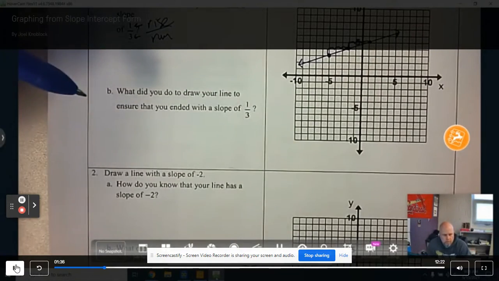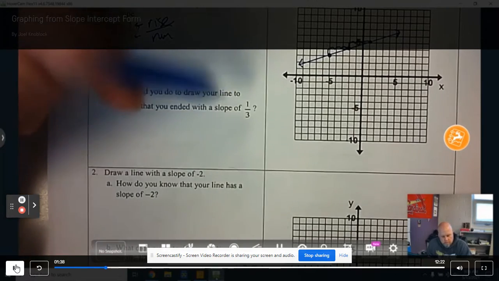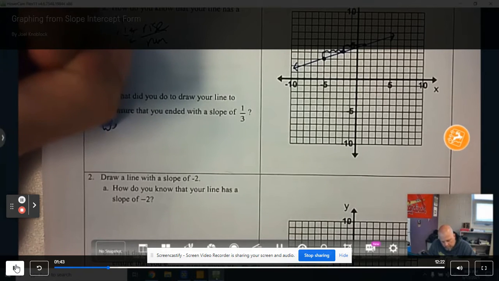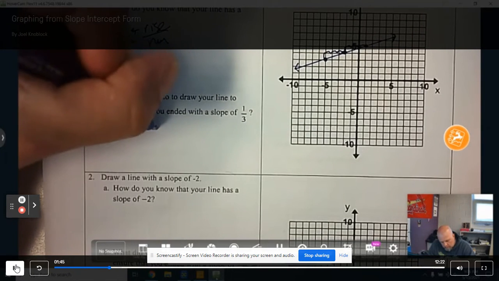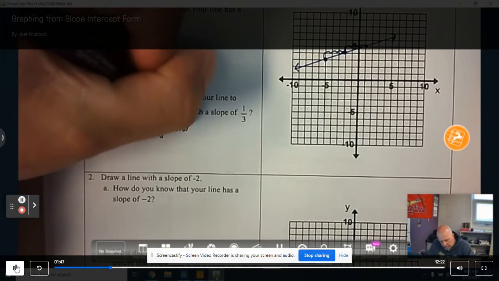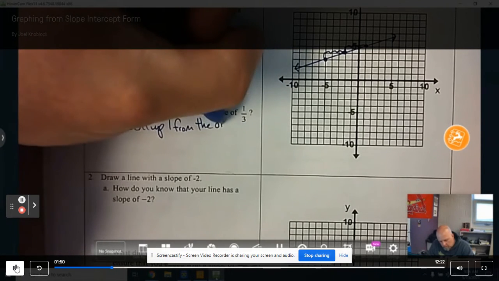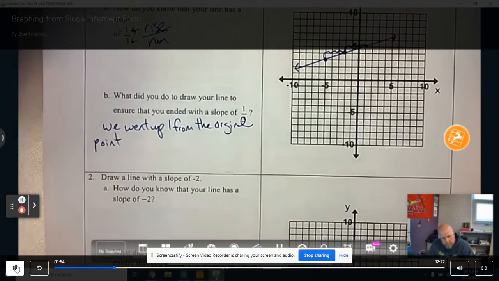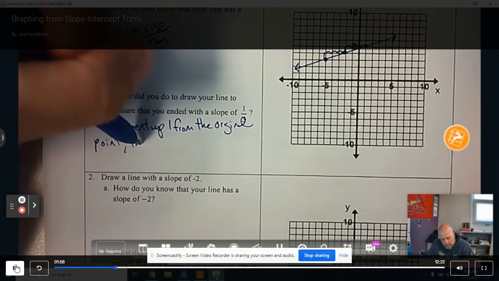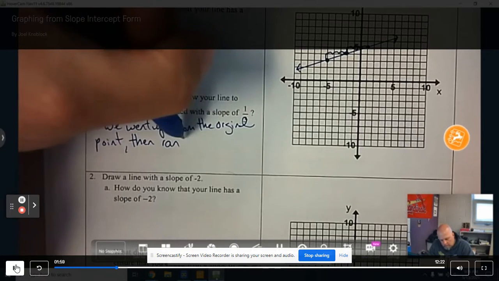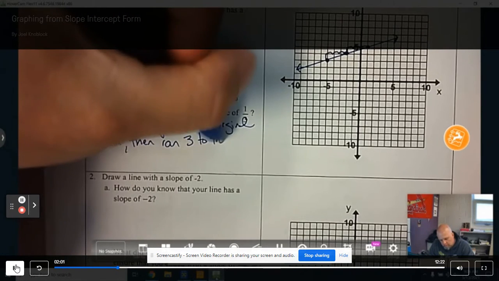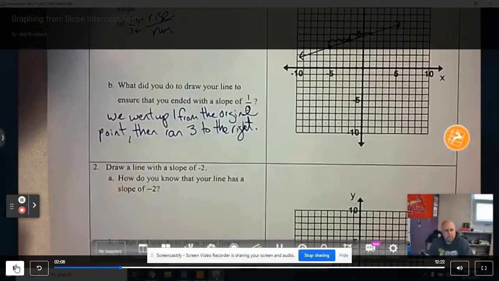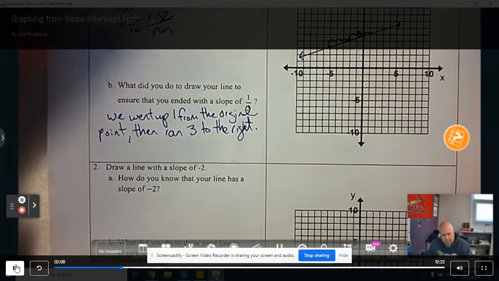Okay, so letter B asks, what did you do to draw your line to ensure that you ended with the slope of 1/3? So all we did, we went up 1 from the original point, then ran 3 to the right. So we went up 1 from the original point and then ran 3 to the right.